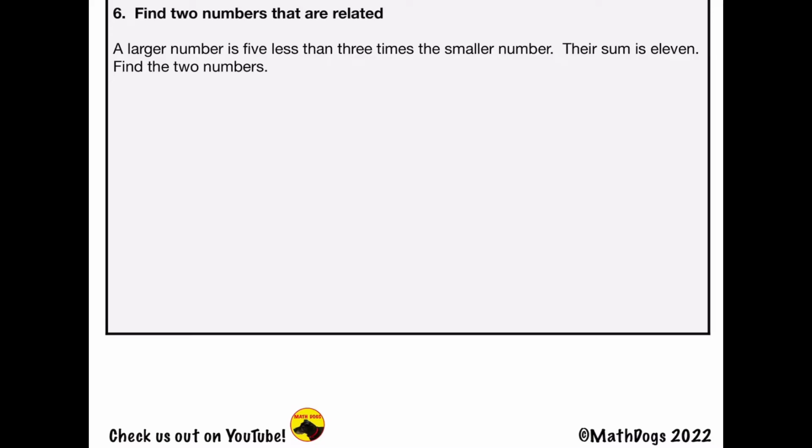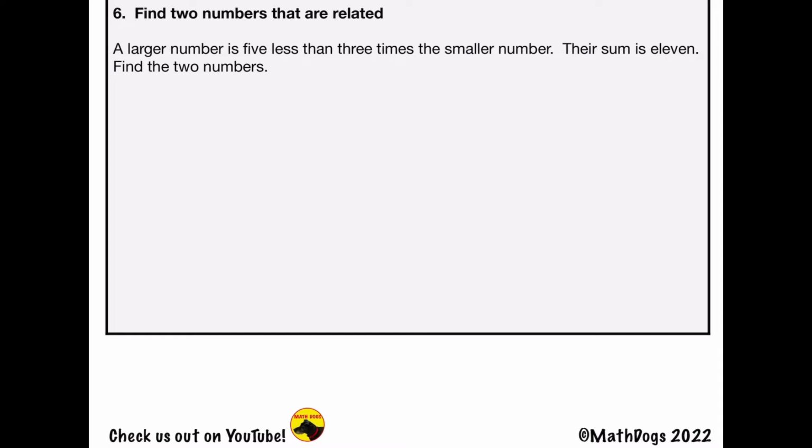Problem number 6 asks you to find two numbers that are related. It says a larger number is 5 less than 3 times the smaller number. Their sum is 11. Find the two numbers. So while these problems might seem confusing, what we're going to do is break it into two steps.